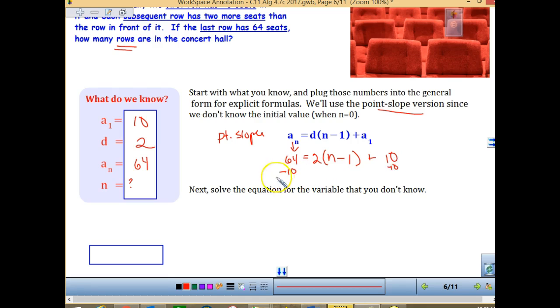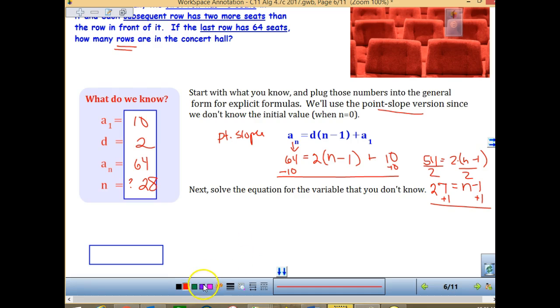I look at it and it's an easy one to subtract, and I get 54. I'm going to do my work over here. 54 is equal to 2 times n minus 1. And I then wouldn't still distribute, because 2 times this equals 54. I can see they're both divisible by 2. What was your question? Okay, so we're going to leave this as 27 equals n minus 1, right? And we are going to add 1. And we get 28.